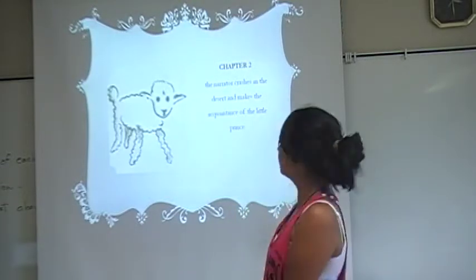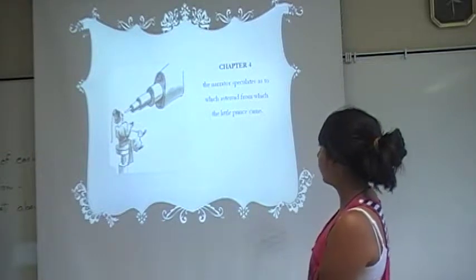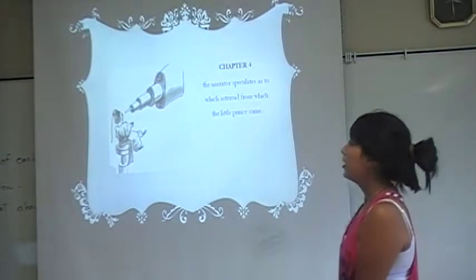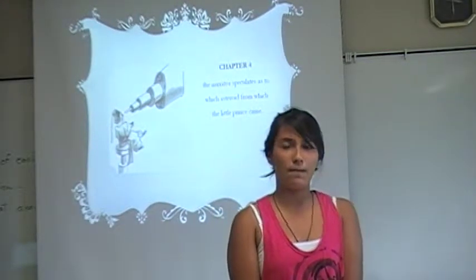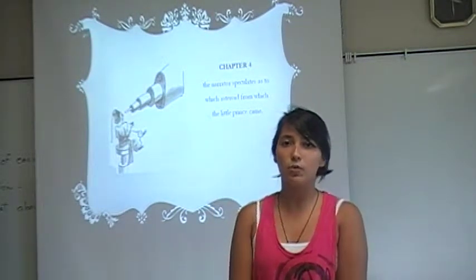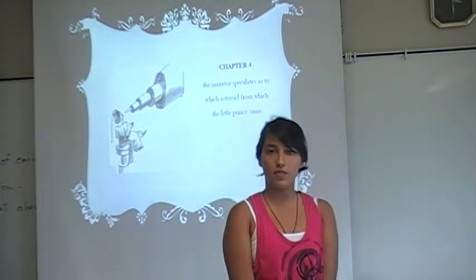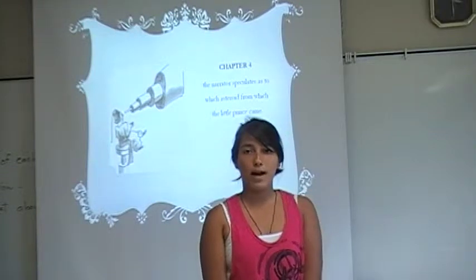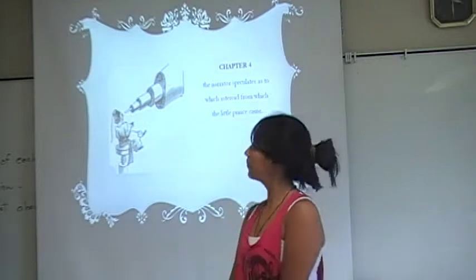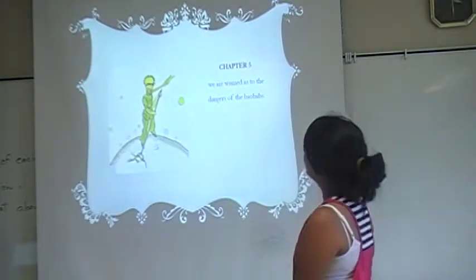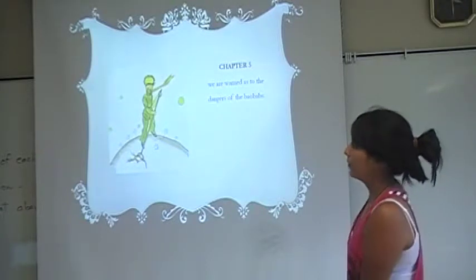Chapter 4. The narrator speculates as to which asteroid the Little Prince came from. How was the asteroid B612 discovered? This was discovered by an astronomer, but it was not accepted by the grown-ups. Chapter 5. We are warned about the dangers of the baobabs.